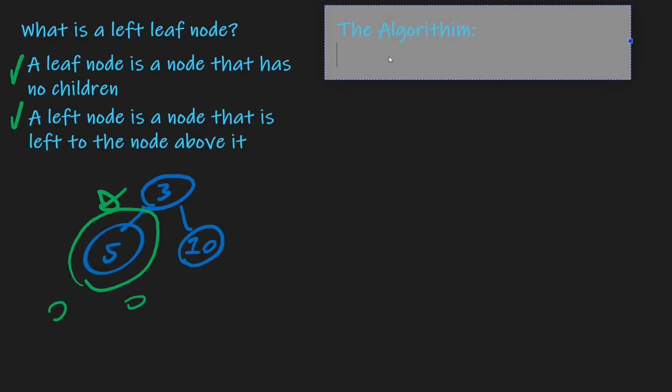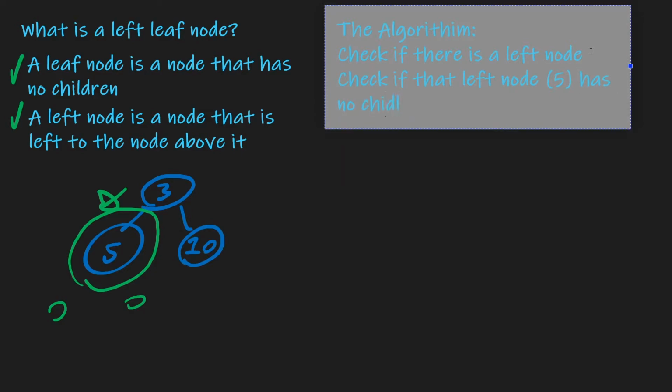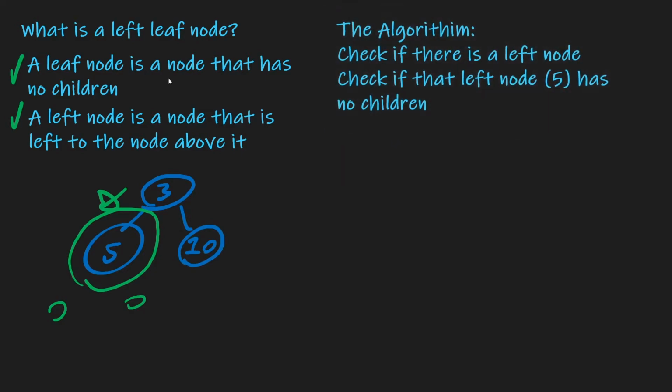So from the 3's perspective, we know that we can check if there is a left node. So for example, if we're over at 3 and we're going to 5, we can say, okay, we're at 3, there is a left node. And then we can check if that left node, the 5, has no children. And that checks both of our basic constraints here. A leaf node is a node that has no children, and a left node is a node that is left of the node above it.